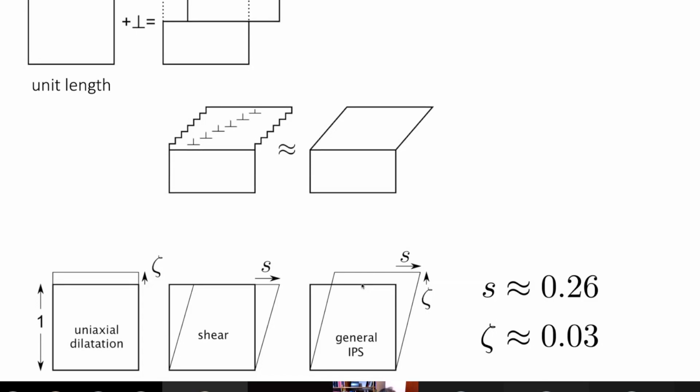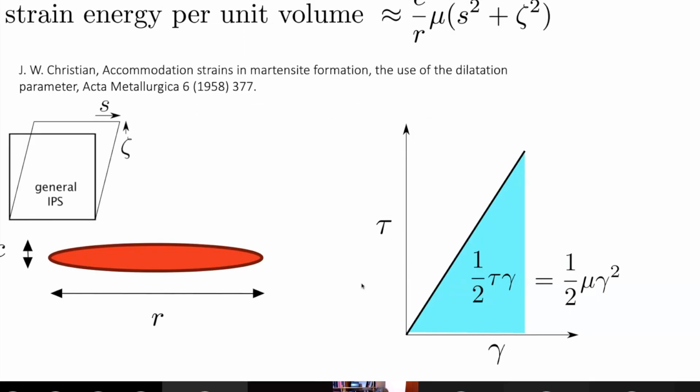Now, the consequence of this is that we get a lot of strain energy if it's happening in a polycrystalline material. And Christian, back in 1958, used Eshelby theory for the first time to give us an equation, which I'm expressing approximately here, of the strain energy per unit volume. c and r are the thickness and the length of the plate, so c over r is the thickness to length ratio. Mu is the shear modulus of the austenite, and this is the shear strain squared and the volume change squared, right? As I showed you in the previous slide.